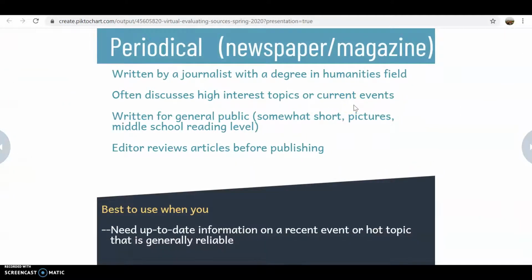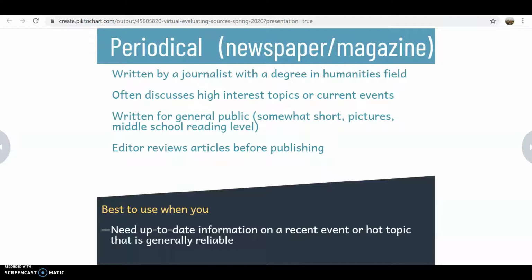Periodicals are things that come in installments, right? So newspapers and magazines, generally written by a journalist with a degree in humanities. So may not be an expert in what he or she is writing about or covering. However, these are for high interest topics or current events. And the audience is very broad, and they do a good job of making it inclusive for people to be able to understand and comprehend.